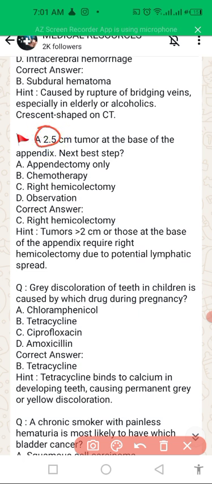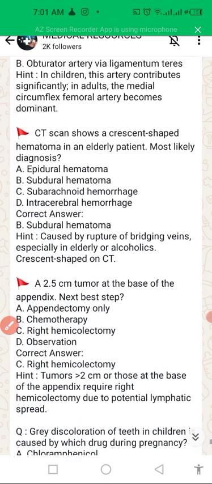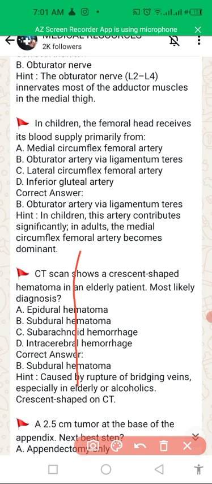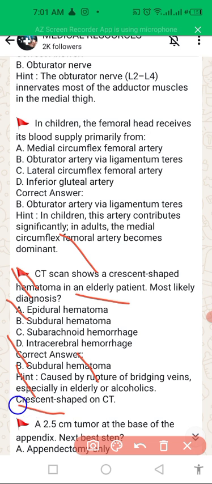A 2.5 centimeter tumor at the base of appendix: right hemicolectomy is performed in this tumor, which is greater than 2 centimeter. Right hemicolectomy. And the next question is: CT scan shows crescentic shape hematoma in elderly patient. Most likely diagnosis is subdural hematoma because it is crescent. It is bridging vein, especially in alcoholics. Bridging vein rupture results into the crescent shaped hematoma.